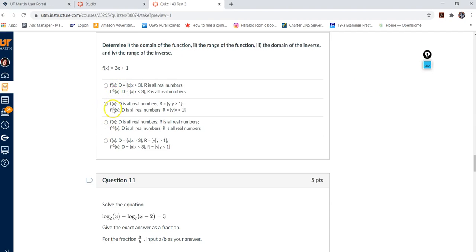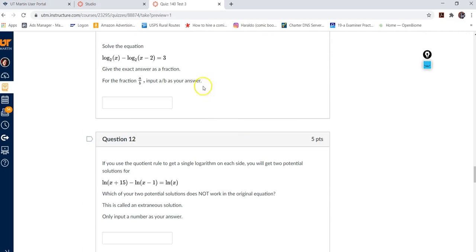So this one should have domain and range of both functions as all real numbers. So it's not that one. Nope. f of x: domain all real numbers, range all real numbers. And f inverse of x, yep, that's the one we want. No restrictions at all. Solve this equation. Give the exact answer as a fraction.